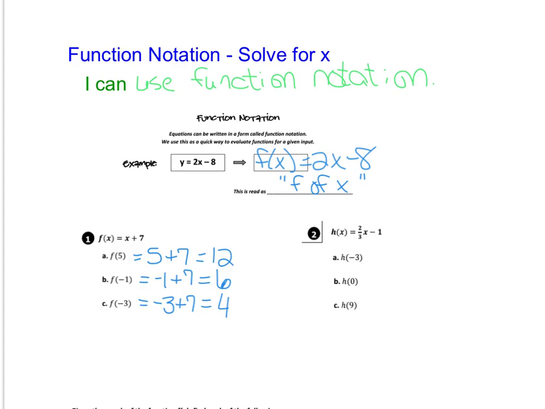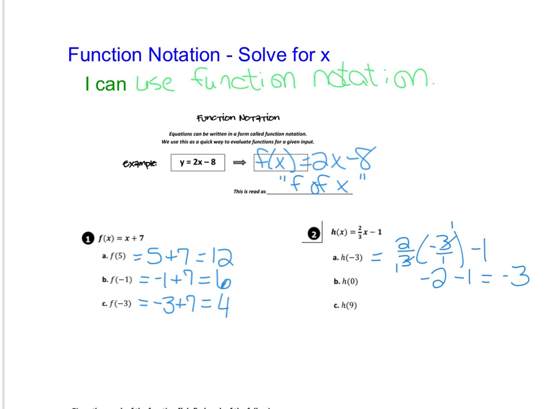H of x equals 2/3 x minus 1. They want us to find h of negative 3. Now this has a fraction in it. Don't let that freak you out. All we're going to do is substitute 2/3 times negative 3. Since I'm doing a fraction times a whole number, I'm going to put it over 1, minus 1. My 3's cancel. 2 times negative 1 is negative 2. Negative 2 minus 1 is negative 3. So I get h of negative 3 equals negative 3.